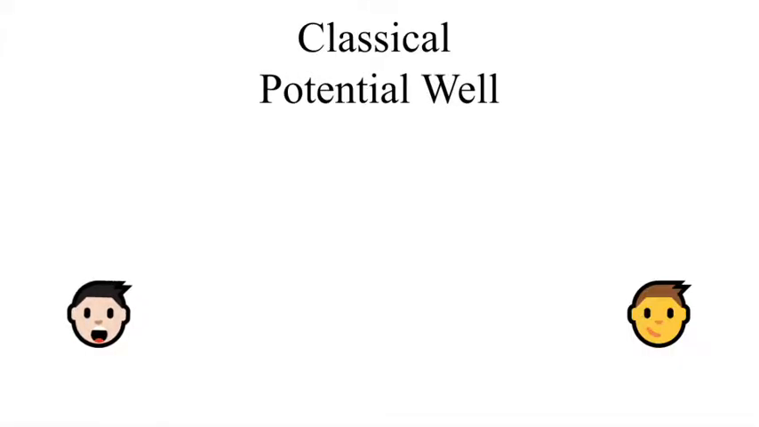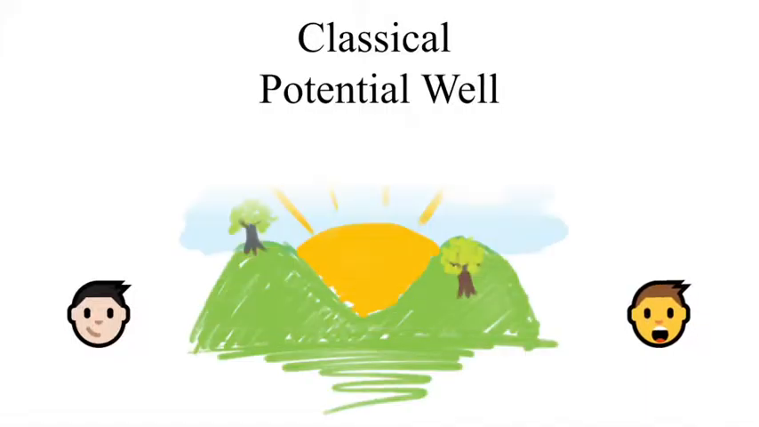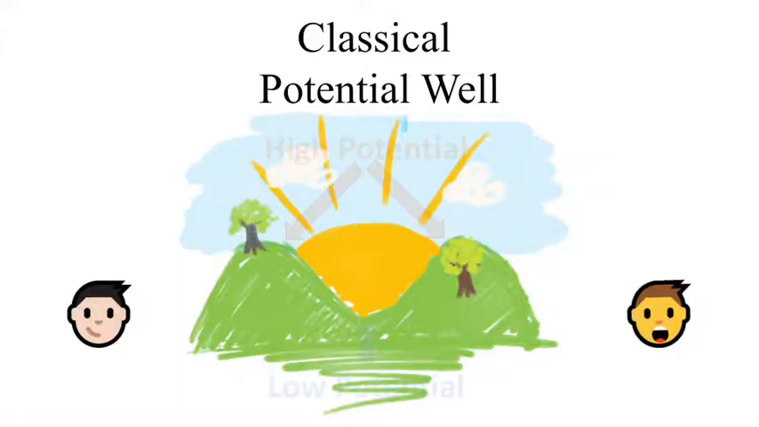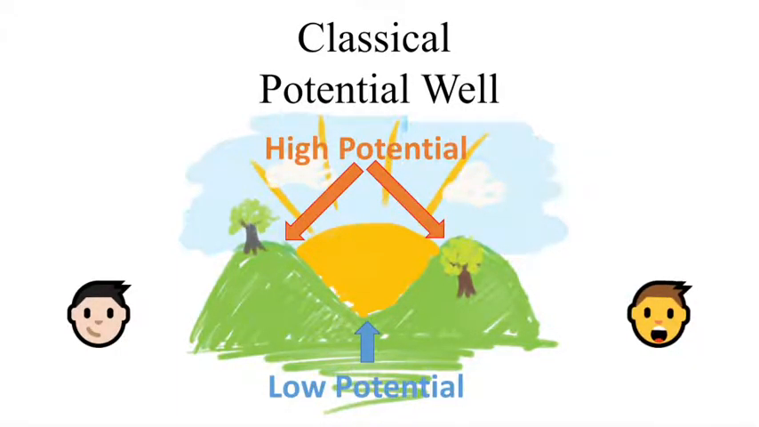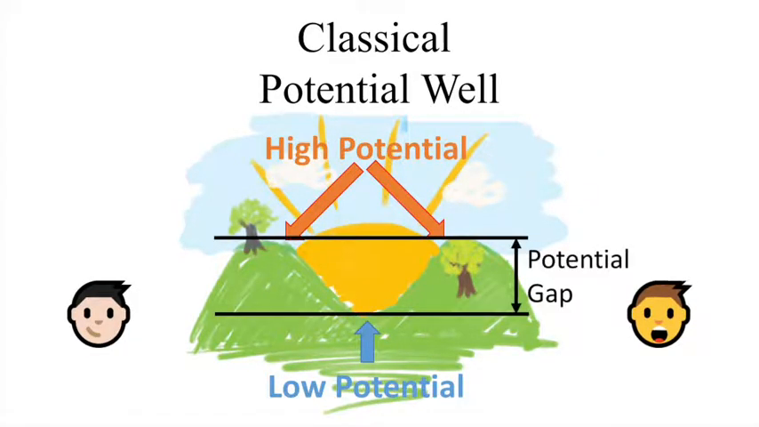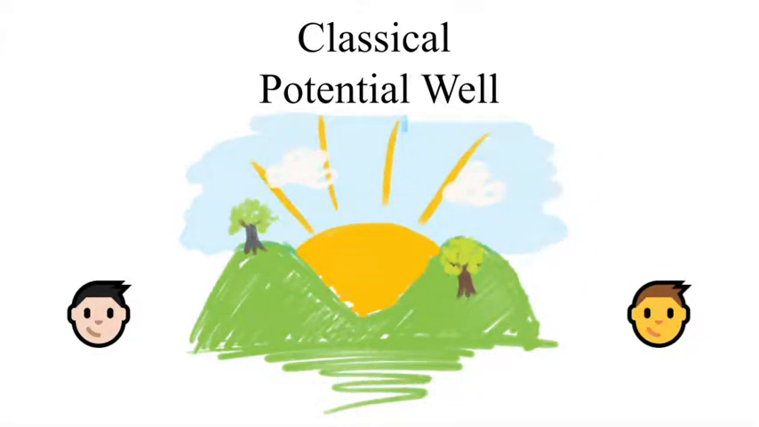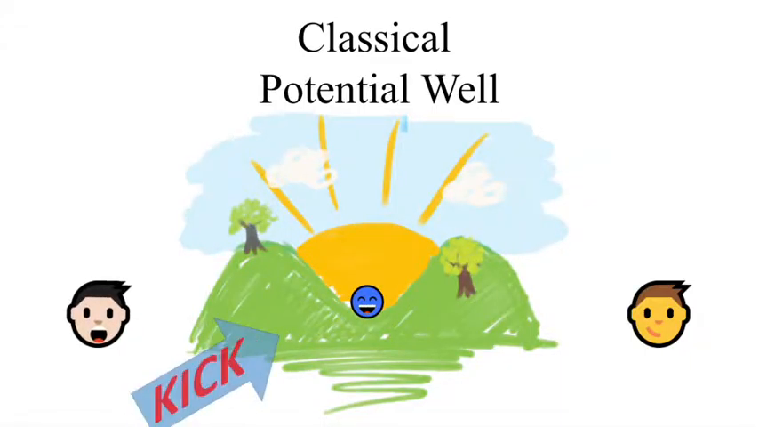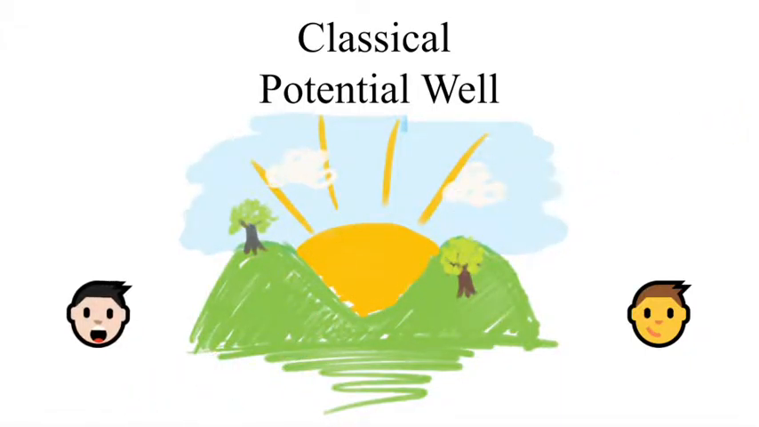To understand what a potential well is, we will look first at a classical potential well. Let's consider the case for a gravitational potential well. Here, we have two hills separated by a valley. The gravitational potential at the top of the two hills is higher than that in the valley. The difference in the potential is known as the potential gap. If we place a ball at the bottom of the valley and give it a light kick, the ball will roll up and then back down the hill. If we kick the ball hard enough such that its kinetic energy is larger than the potential gap, the ball will overcome the gap and leave the gravitational potential well created by the hills.